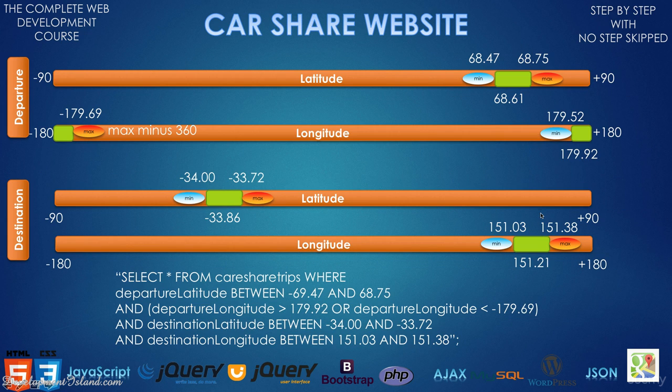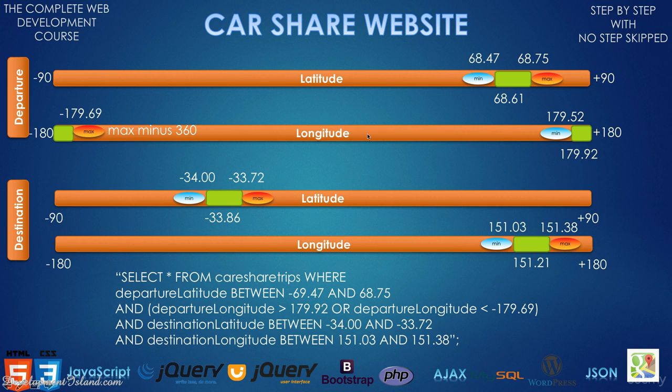Now let's see how we're going to build our query. So let's pick up an example. So this is our departure. These are the latitude and longitude of the departure. And this is our destination. I picked up Sydney. So that's the latitude and that's the longitude. So let's do the maths. So the range for the latitude is going to be that one. That's the min and that's the max.